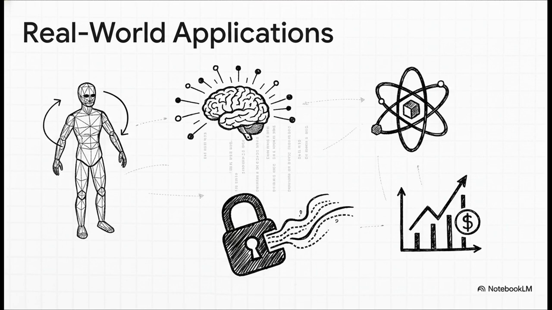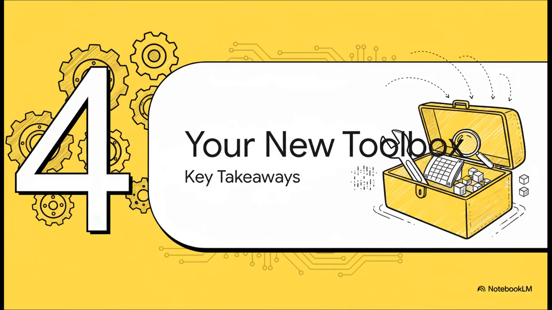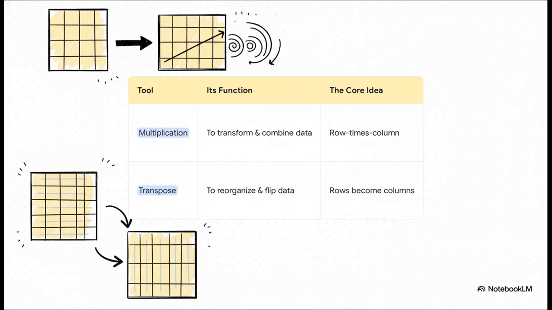Wild, right? So, let's do a quick recap of the 2 essential tools we've just added to your mental toolbox today. It really all boils down to this. You've got multiplication, your tool for transforming and combining data, and its core idea is just row times column. Then you've got the transpose, your tool for reorganizing and flipping data, where the rule is simply rows become columns. 2 simple ideas with truly endless applications.